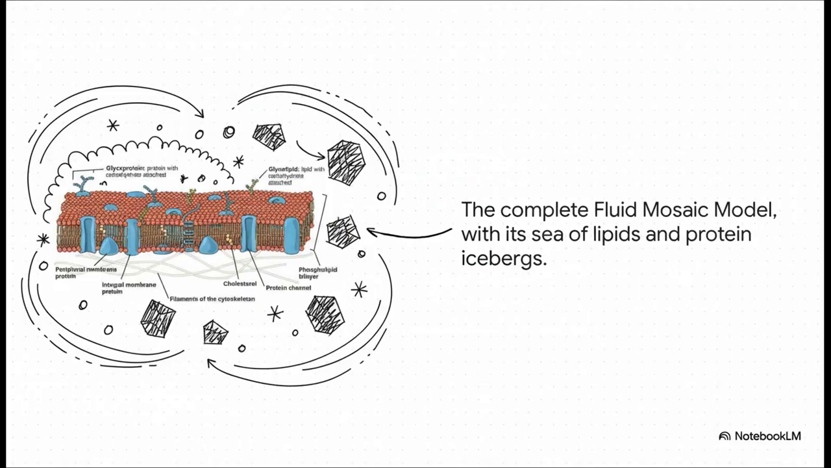Think of the membrane as this two-dimensional sea of phospholipids, and floating around in that sea are these big protein icebergs, the channels, the pumps, the receptors. Everything is just kind of bobbing along. Crucially, none of it is locked in place. All these components can just drift around laterally, constantly shifting and changing.